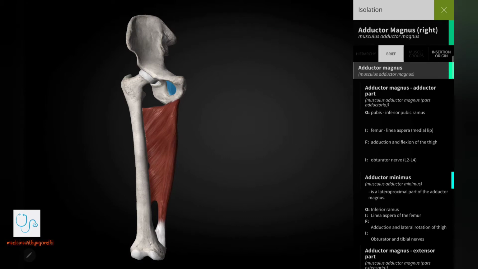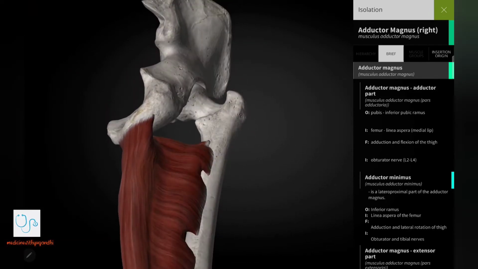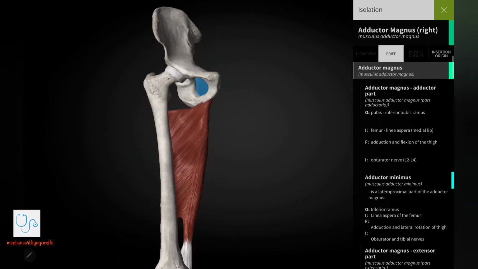Now coming to the origin of the adductor magnus. So adductor magnus takes its origin mainly from three portions. So one is from the infralateral part of the ischial tuberosity. Let me show you that landmark. So what you are seeing here, this entire portion, this is the ischial tuberosity. So this adductor magnus takes its origin from the infralateral part of the ischial tuberosity, and it also takes its origin from the ramus of the ischium.